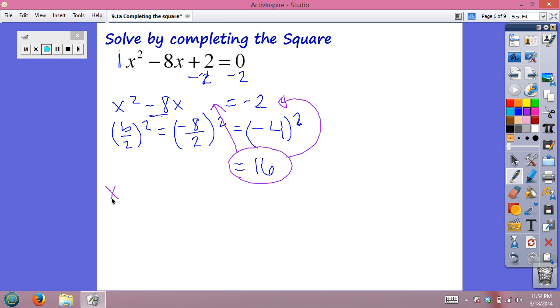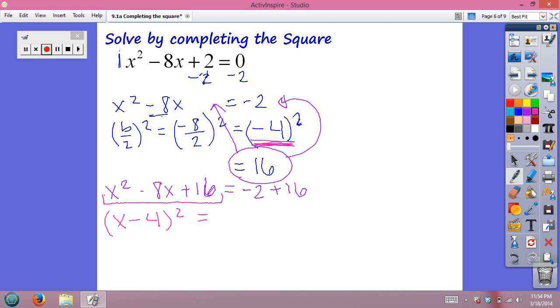So we're going to get x squared minus 8x plus 16 equals negative 2 plus 16. And the next step is to write one side of the equation in a perfect square. So again, we look at the value that we found before we squared it. So we get x minus 4 squared equals 14.